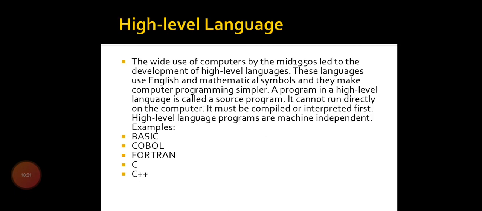Now, high level languages. These are high level because human beings can understand them and the computer cannot. A program in a high level language is called a source program. It cannot run directly on the computer because it must first be compiled or interpreted. Compilers and interpreters, as I told you, are the translators which convert high level languages into machine code. Machine code means zeros and ones which the computer can understand.